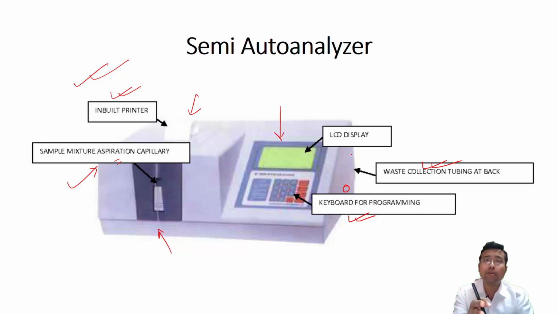Your semi-auto analyzer may not look like this. There are multiple companies: Tulip, Erba, Transasia, Randox. Make sure you are well accustomed with the semi-auto analyzer in which you are working. It may be different from this diagram, but all these basic parts should be there. So just give it a look from all sides and then identify.